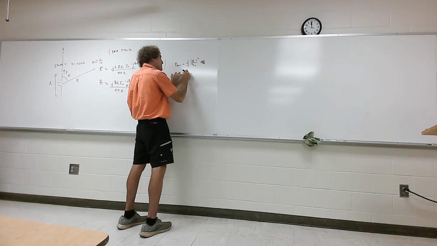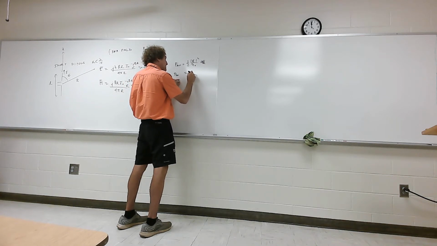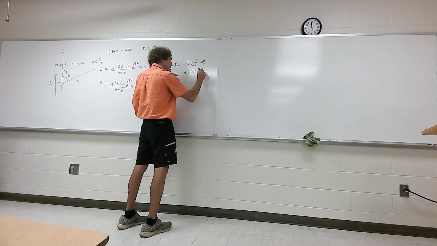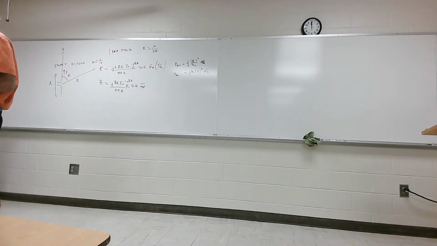Or you can say power density P_f is equal to 1/2 times eta naught times the magnitude of the H field squared in the a_r direction. Either one will get you there. The reason I do it this way is because E and H are related by eta. So E over H is eta.